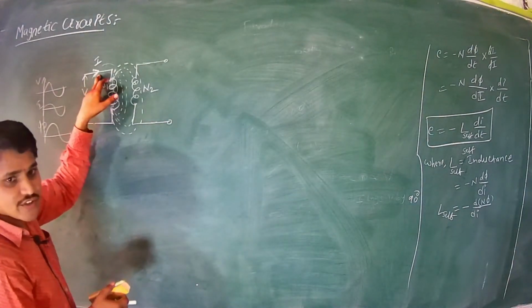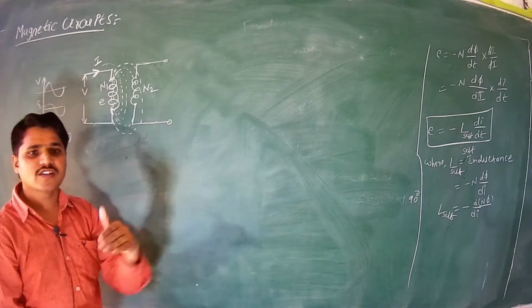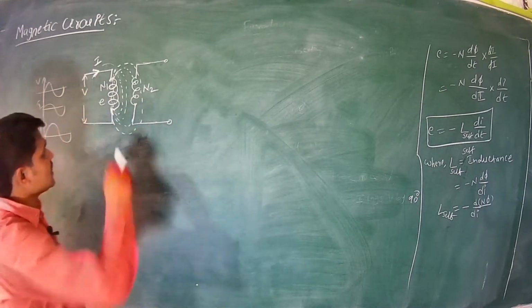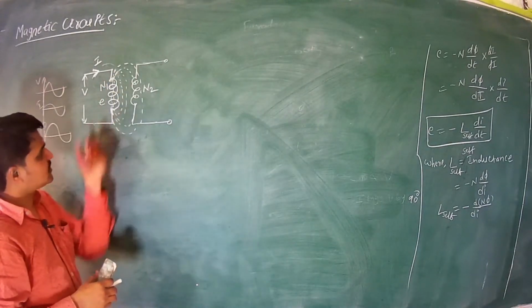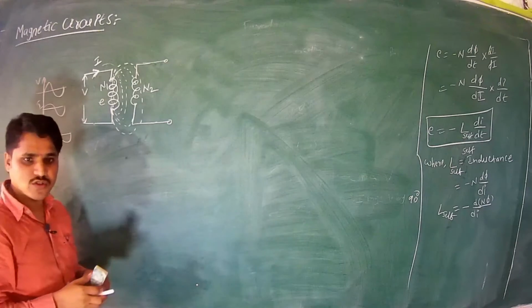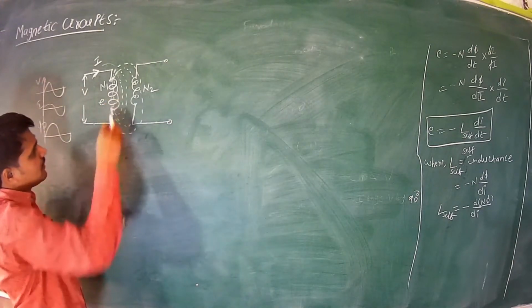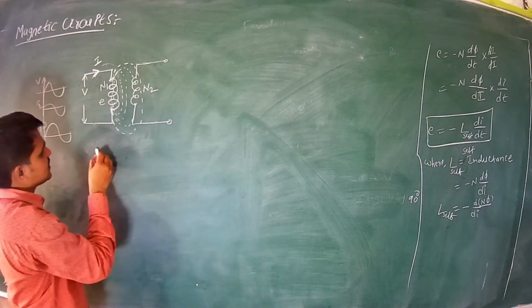So whenever this current is changing, meaning alternating current, the current is changing positively and negatively. So current is changing, so flux is generated. Once the flux is generated, EMF is induced in this coil. That means when the flux is generated, flux linkage takes place.